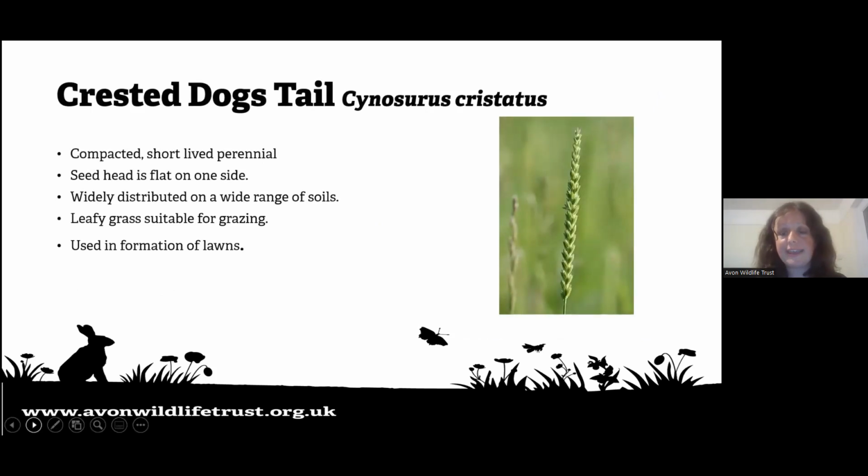The crested dog's tail, one of my favourite grasses. It's a compacted, short-lived perennial. It's flat on one side and it's widely distributed on a wide range of soils. It is suitable for grazing and it's part of the formation of lawns. The way they came up with the name crested dog's tail is you wiggle it and that actually does sort of look like a waggly dog's tail, which is quite funny.